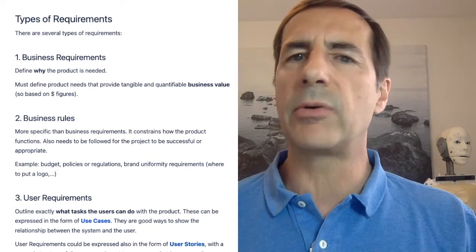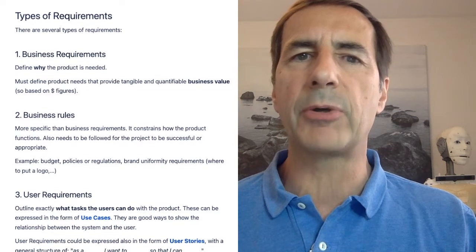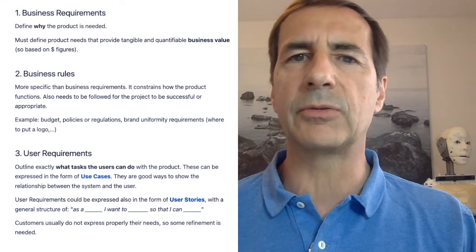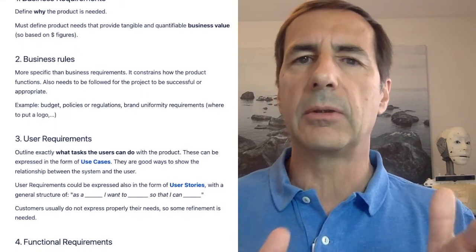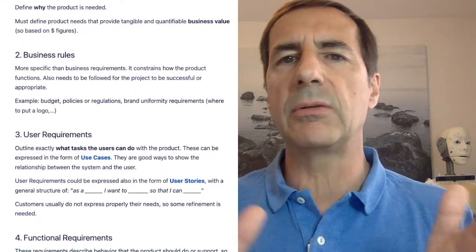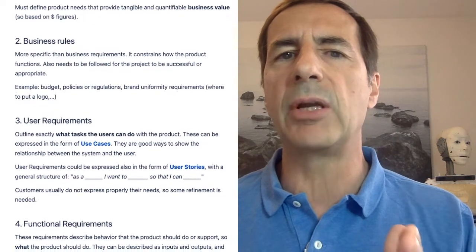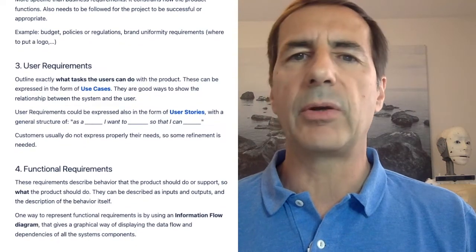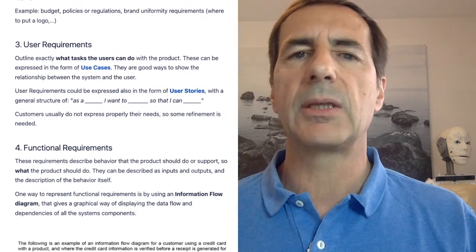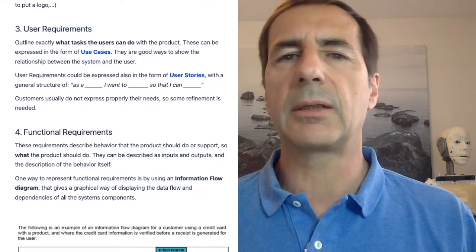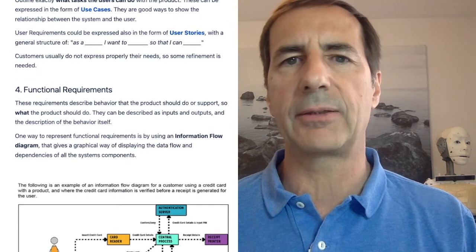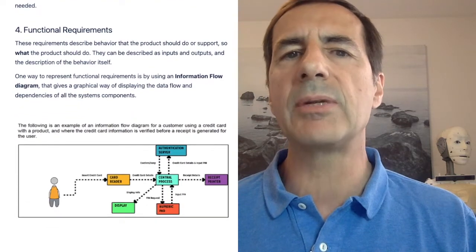And what kinds of requirements are there? Typical are business requirements that define why the product is needed. Business rules that are not really requirements but are like this is the budget, or these are the policies and regulations that you have to follow. Brand uniformity requirements, things like that. User requirements that are like what tasks the users can do with the product.